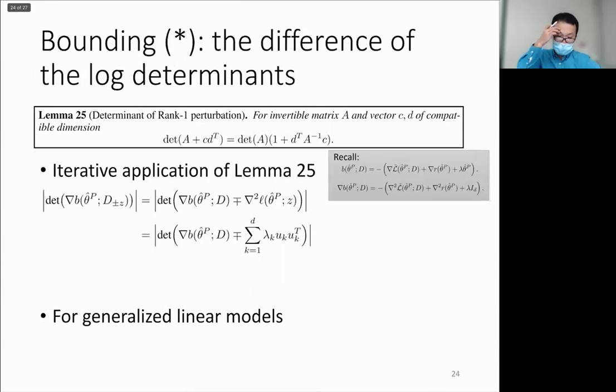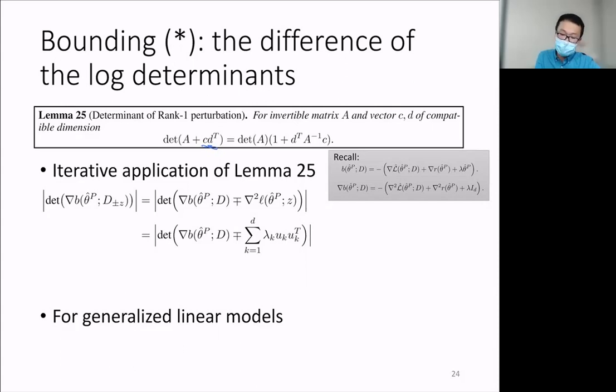We'll deal with the log determinant term first, and this requires us to use the lemma of rank 1 perturbation of the determinant. What this says is that for any invertible matrix A, if we add a rank 1 matrix C D transpose, then we can calculate its determinant by first taking the determinant of A and multiplying by 1 plus D transpose A inverse C.